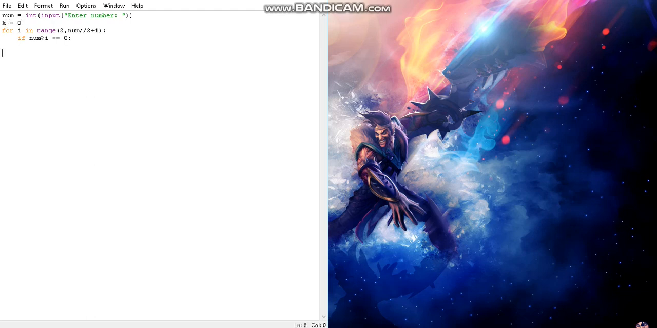Now, if it's divisible by any of these, we just want k to increase by 1, basically, and it will just change the value of k to something else, whatever it is. So now if we do if k is less than or equal to 0, now we have to do less than or equal to because I'm going to use the else statement here, to show that it is prime. And this is a print not prime.